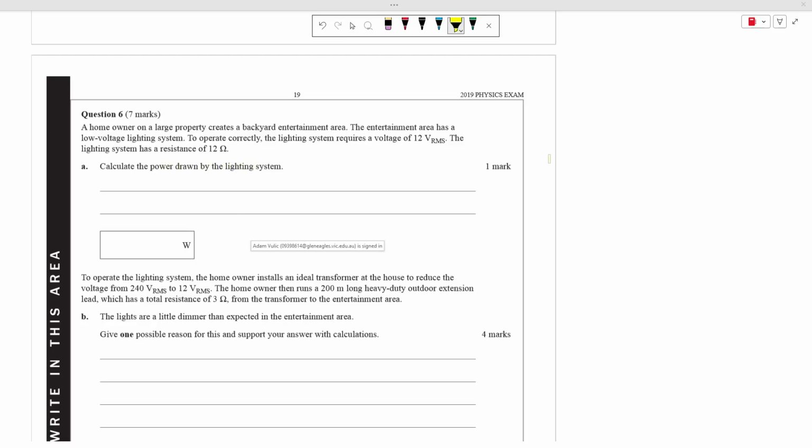So there's not much information to go on here, but it says that to operate correctly, it uses 12 volts, and it has a resistance of 12 ohms. So the only way to calculate power here would be power used is voltage squared divided by the resistance. So 12 squared over 12 is just 12. Use your calculator to double check if you're not confident.